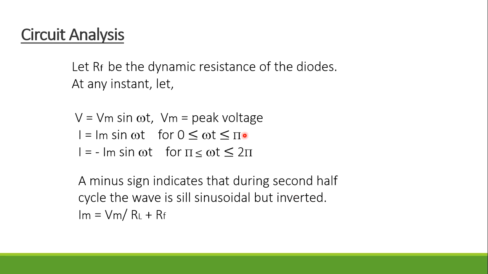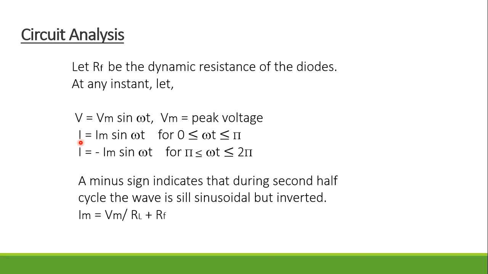Now in the circuit analysis, we consider that all the diodes D1, D2, D3 and D4 are identical diodes, and let Rf be the dynamic resistance of the diodes. The input voltage at any instant is given by the equation V equals Vm sin omega t, in which Vm stands for the peak voltage and omega is the angular frequency.